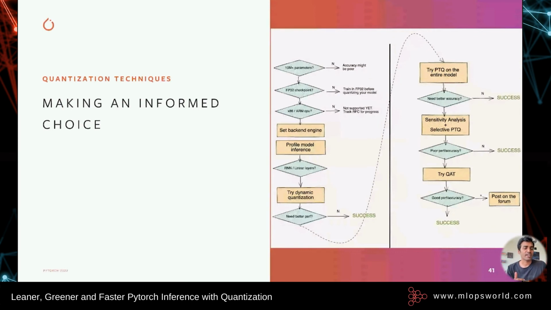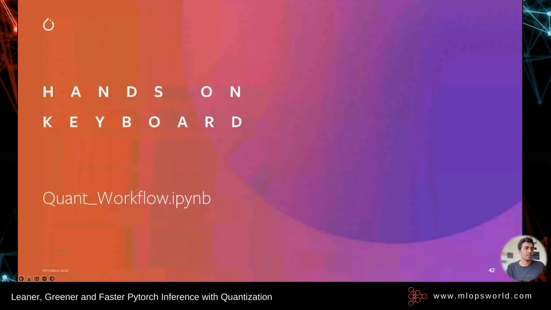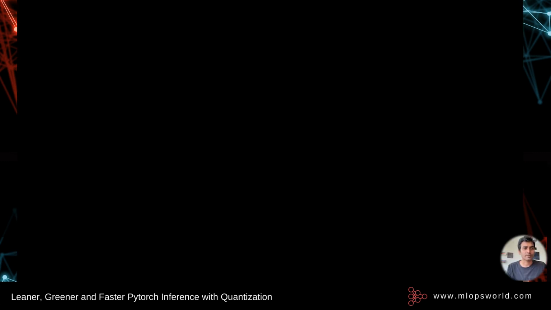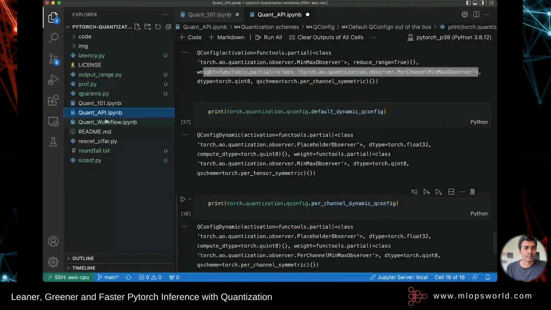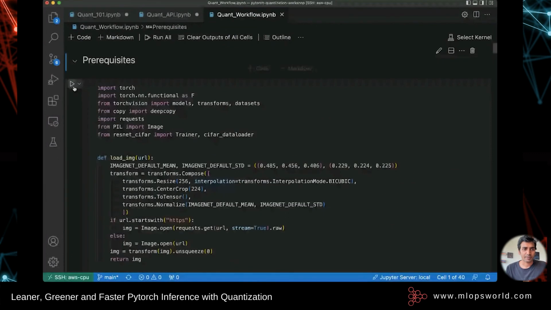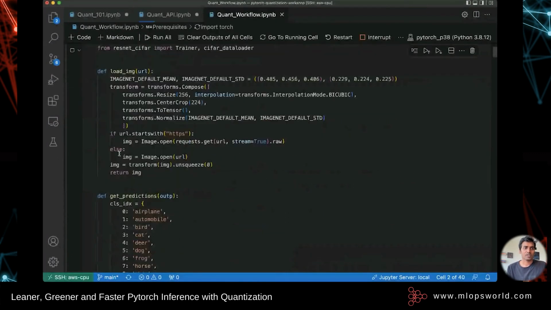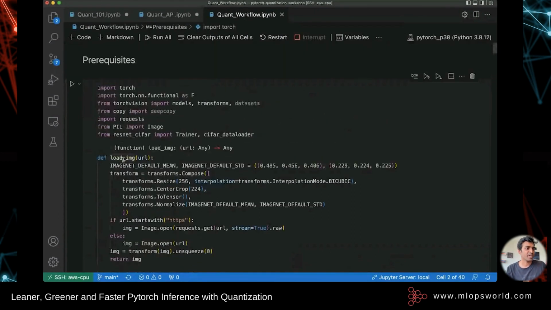So this is the flow chart that you generally want to use when you're trying to decide what to use and how to use it, which features to use for your model. Again, we're going through this in the exercise. So if you're following along, please open the Quant Workflow notebook. So let's get some prerequisites out of the way. In this exercise, we're using a ResNet model that has been fine-tuned on the CIFAR dataset.